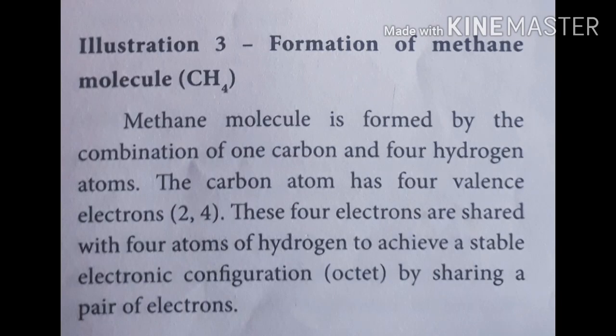So, the third illustration is the formation of a methane molecule. You already know the formula for methane is CH4, in which it contains 1 carbon atom and 4 hydrogen atoms. We already know that a carbon atom has 4 valence electrons. That is, the outermost shell consists of 4 electrons. The atomic number of carbon is 6, so it contains 6 electrons in total, in which the first shell consists of 2 electrons and the second shell consists of 4 electrons.